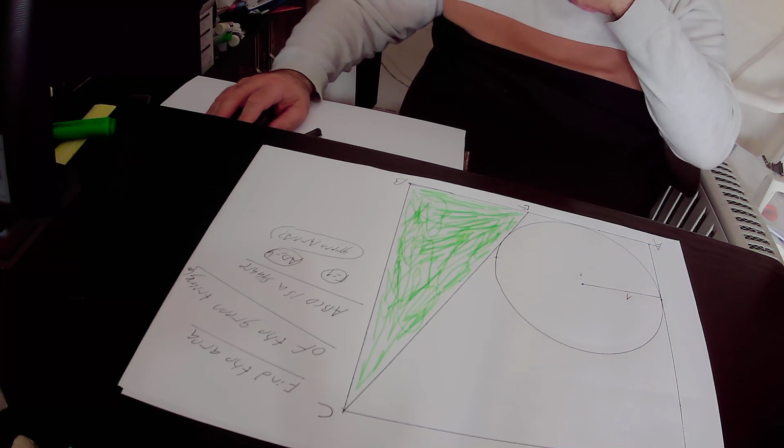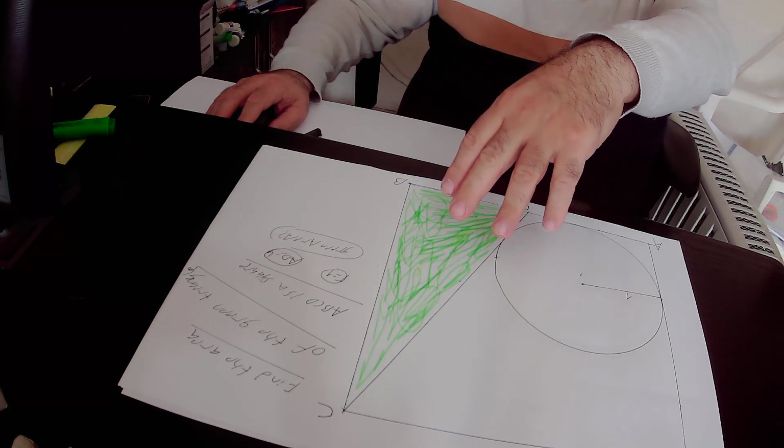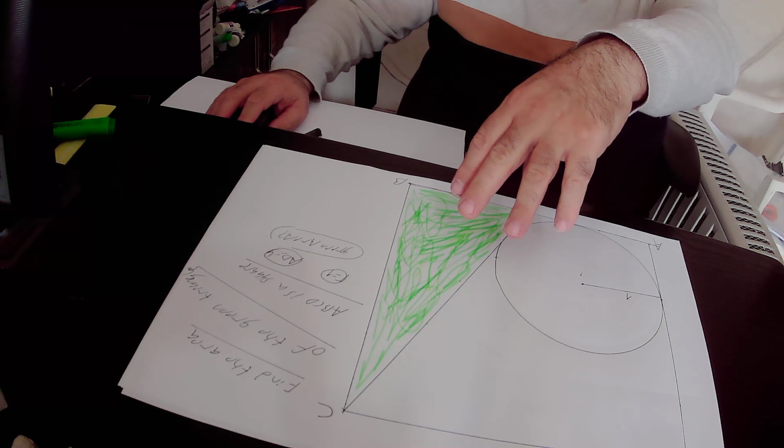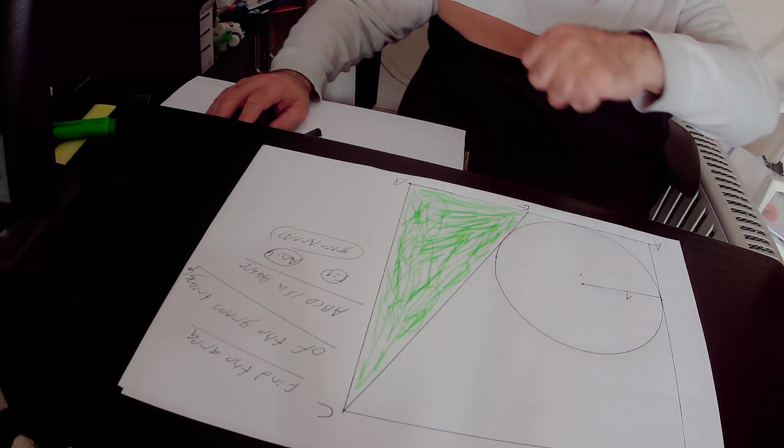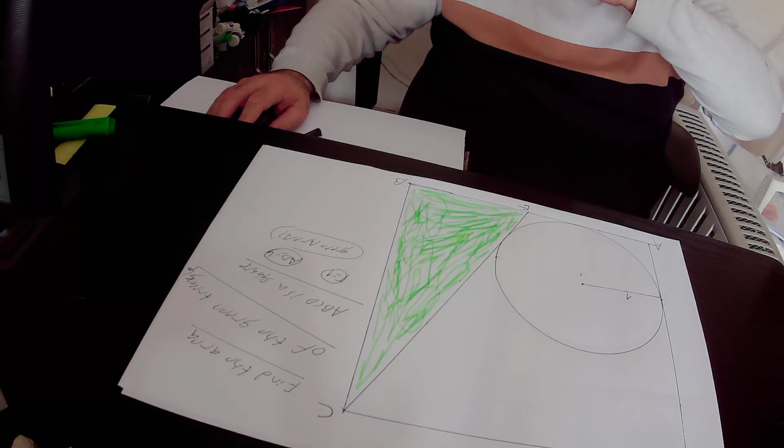And we also have this green triangle inside the square, and we want to find out the area of this green triangle.